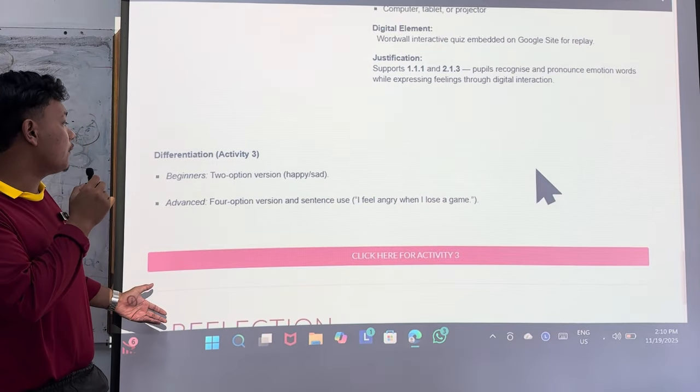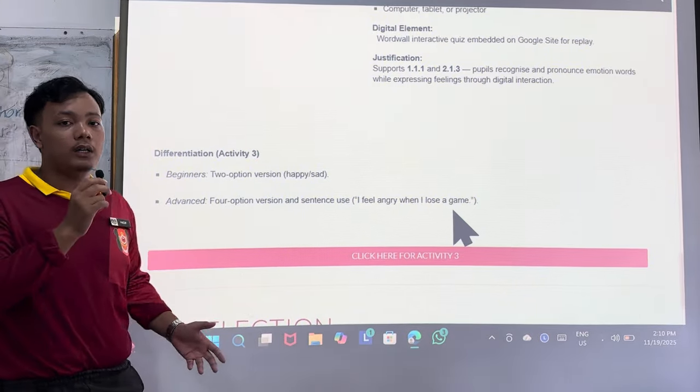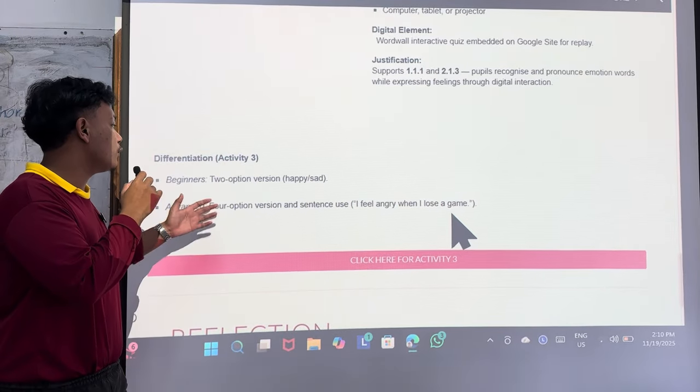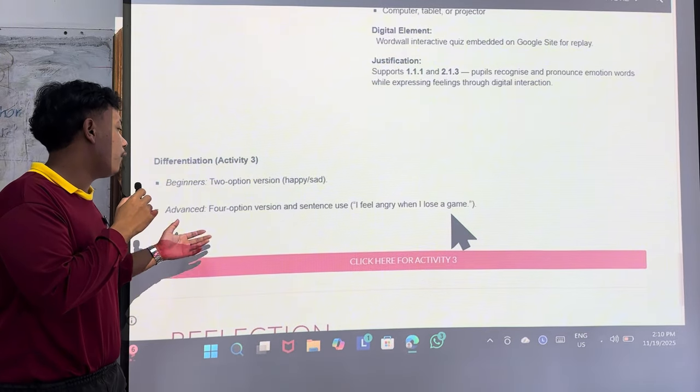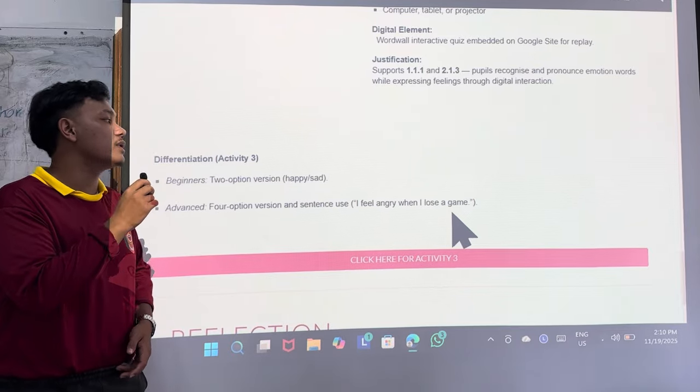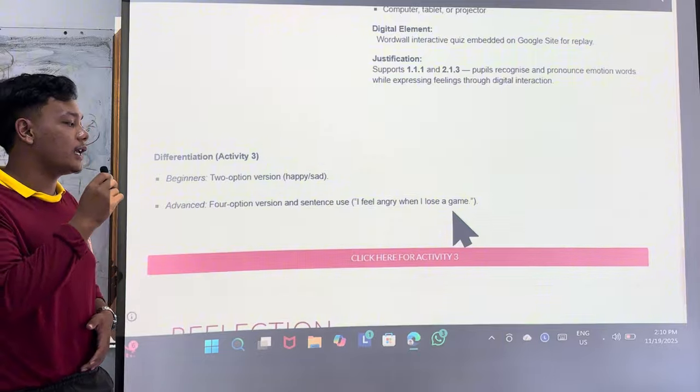Also for the differentiation, the beginners or lower proficiency have a two-option version, which is happy and sad, and the advanced version is a four-option version with sentences used, like I feel angry when I lose a game.